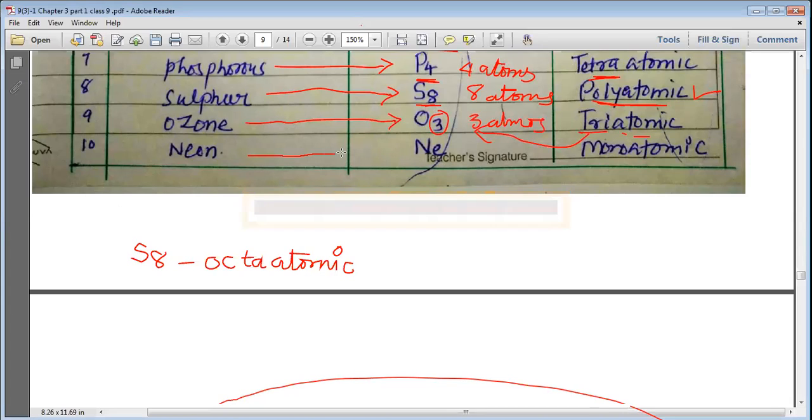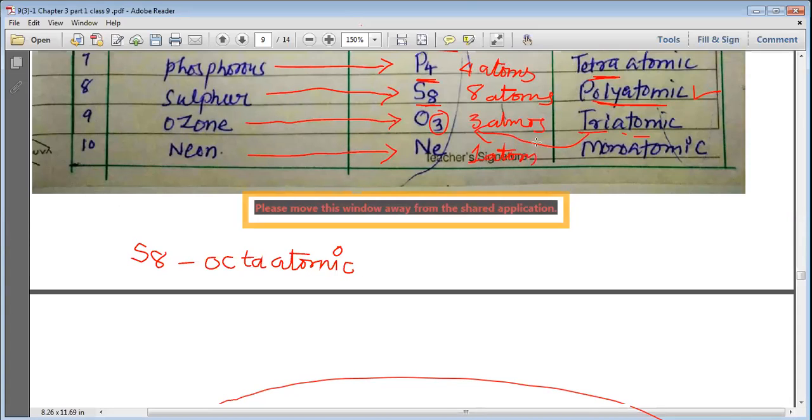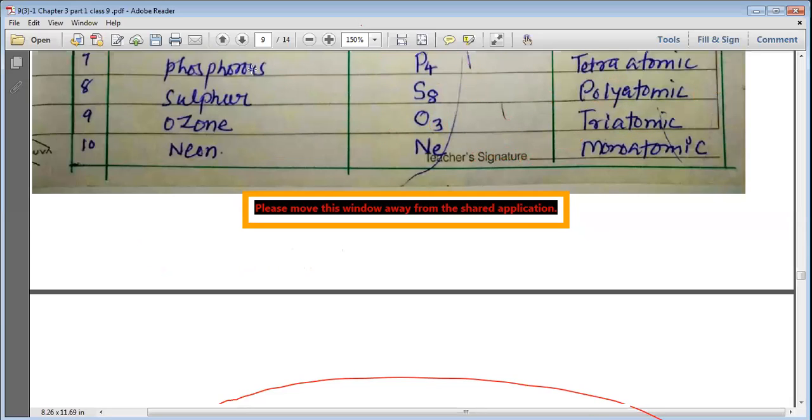You can again see in the case of neon, neon has got only 1 atom, and that is why again neon is monoatomic, my dear students. So this is how, my dear students, we understand about the various molecules. If we really want to study about them again, let us revise them.